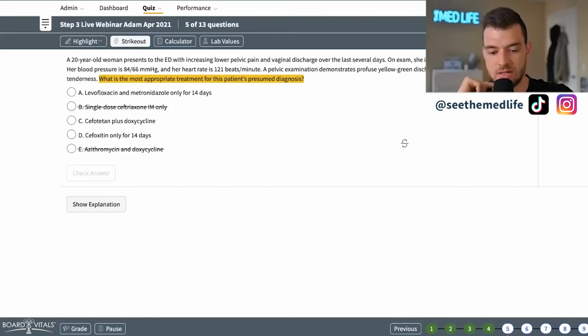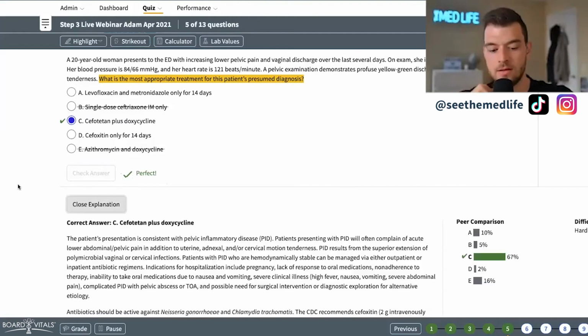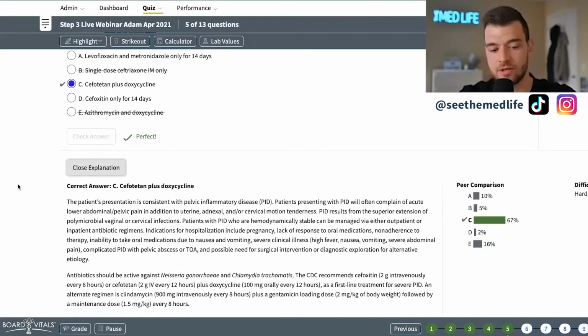Getting a lot of answers for C. So it looks like let's go ahead and choose C, and let's check and see if we're correct. Nice job. I'm impressed. That's actually a really tough question.